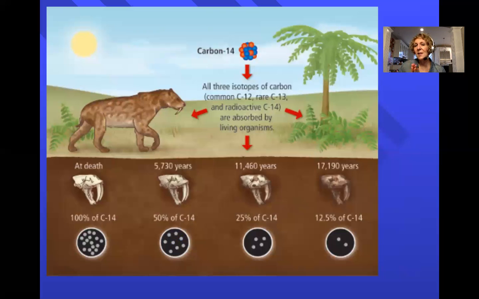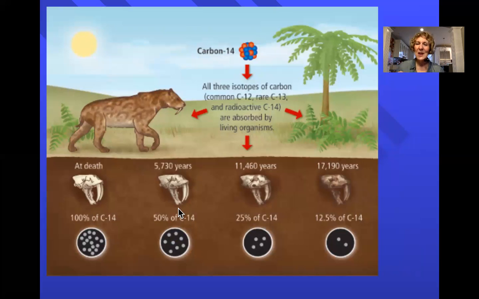There are three isotopes of carbon. There's regular carbon-12, which is stable. There's a rare form, carbon-13. And we all have radioactive carbon-14. All of the molecules in our body and anything around us made of natural materials has some amount of carbon-14 in it. At the death of that organism, the radioactive carbon-14 begins to decay. The half-life of carbon-14 is about 5,700 years, meaning half the material decays in that time.